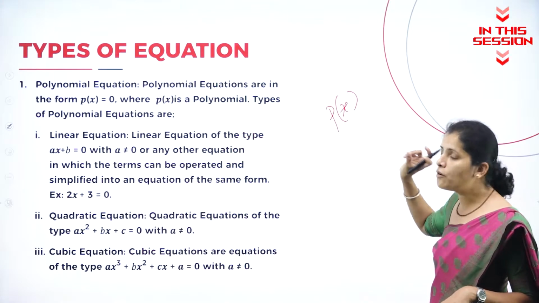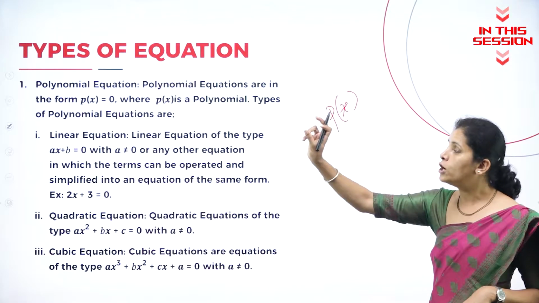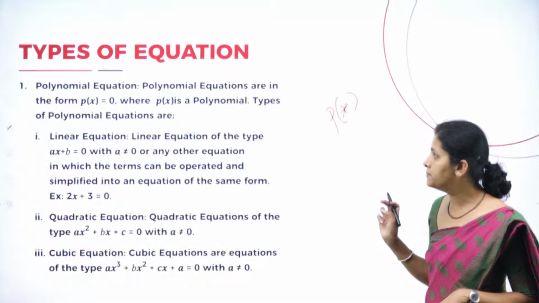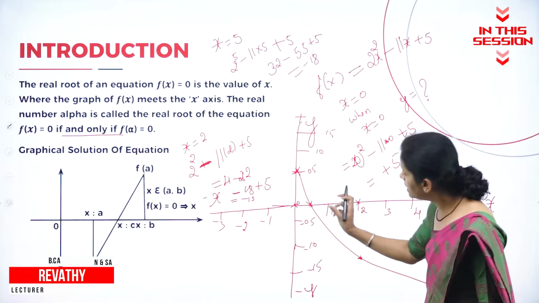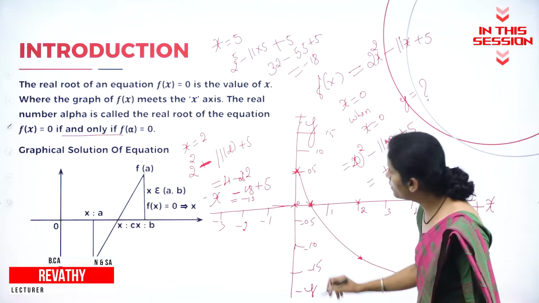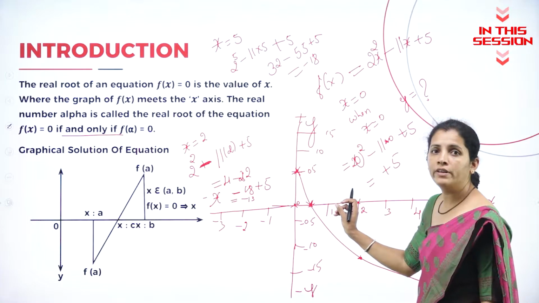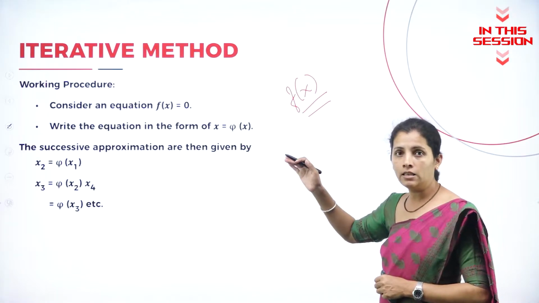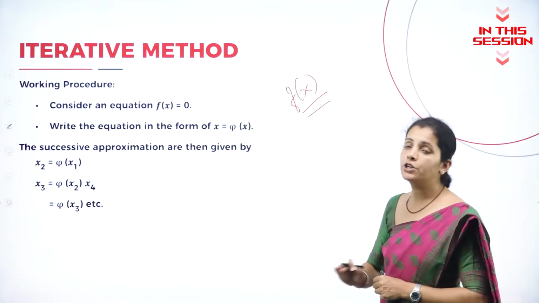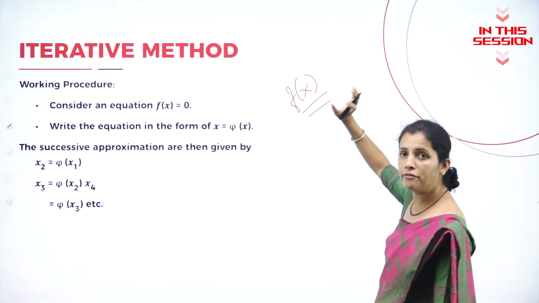Nothing but b of x, then it is coined as polynomial equation. X to y or y to x, whatever the intersecting point I'm going to get, that is known as root of the given equation. In the iterative method, whatever the equation I'm going to have, that is represented in the form of f of x.